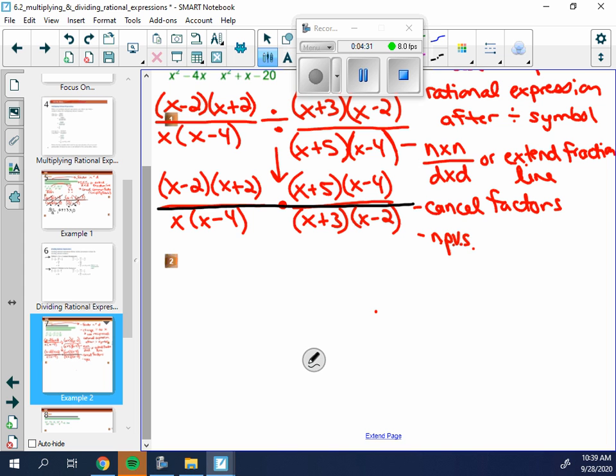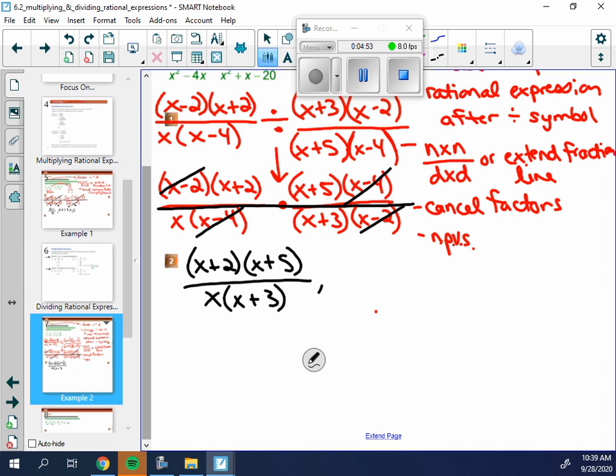So, what factors cancel? x minus 2, good. x minus 4, good. And that's it. So, whatever's left, x plus 2 and x plus 5 are on the top. And on the bottom, what's left? x and then x plus 3. You are allowed to leave it this way. You don't have to distribute it back out. Okay? But I have to list my non-permissible values, so I go back up.